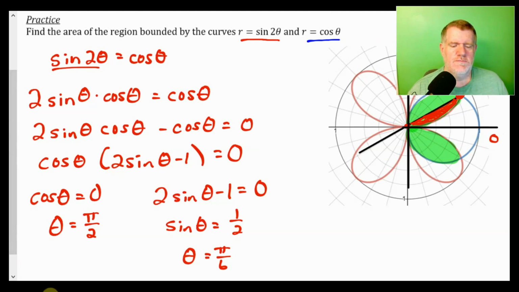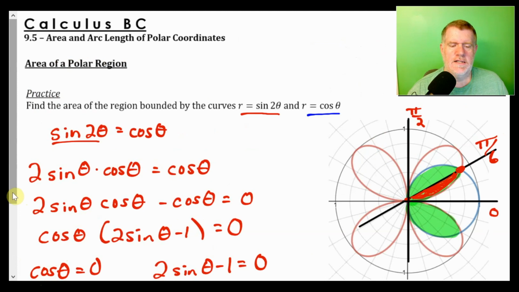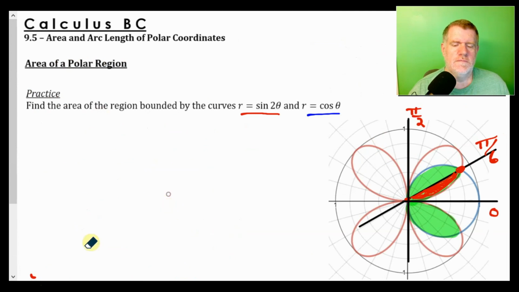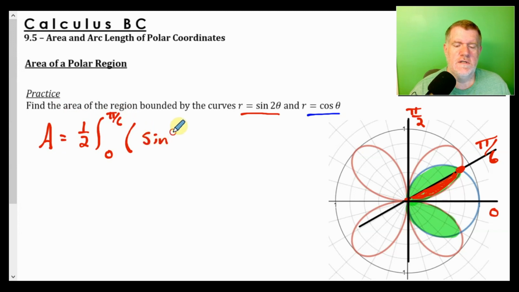Alright, so let's make a new page, and let's figure this stuff out. I'm going to clear this stuff off. Now we're going to go with our formula. The area of the red section is 1/2 from 0 to pi over 6 of the sine of 2 theta, plus, now we're going to add the other section, the one up here.